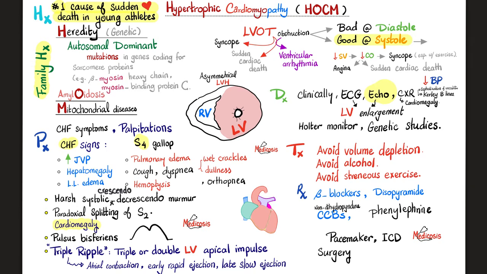Next, the triple ripple. What the flip is that? It's a triple cardiac apex impulse. Feel the cardiac apex with your fingers and put your other hand on the patient's pulse on the radial artery. With each heartbeat, I feel not just one impulse here, but three. What? That's the triple ripple. Why three? Atrial contraction, that's one, because the poor atrium has to contract against a very thick left ventricle. Early rapid ejection and late slow ejection that has to overcome the left ventricular outflow tract obstruction.